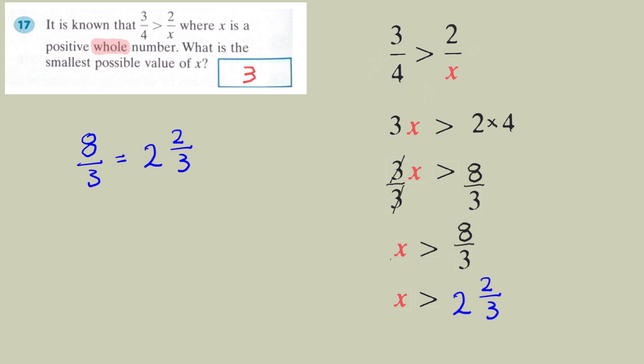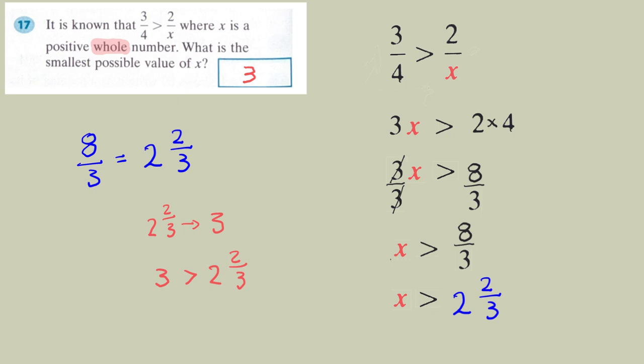You could ask yourself, what is bigger than 2 and 2/3? After 2 and 2/3 comes 3. 3 is bigger than 2 and 2/3. So if x is 3, I could write that down, that 3 is greater than 2 and 2/3. You can see that now 3 is greater than 2 and 2/3. Of course, there are greater numbers than 2 and 2/3, such as 4, 5, 6, but we want the smallest possible value of x.